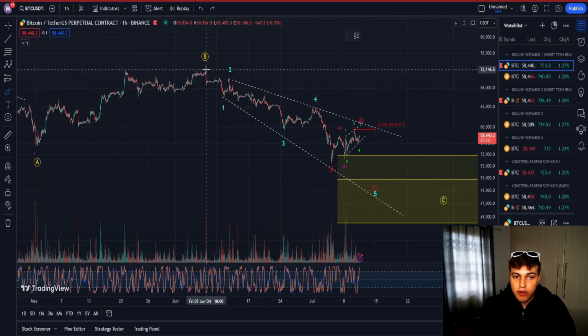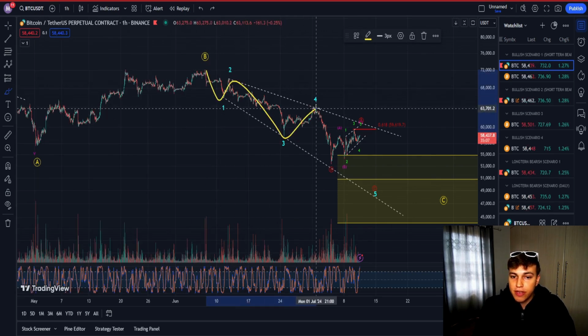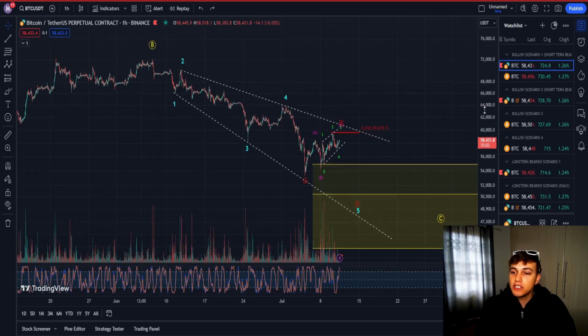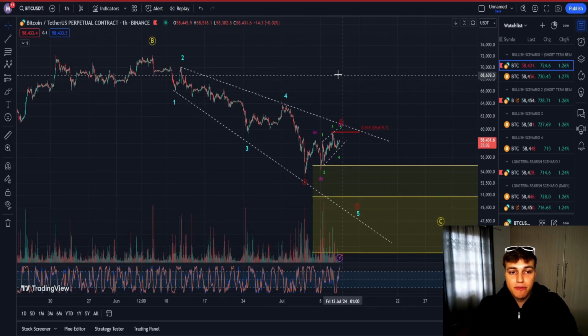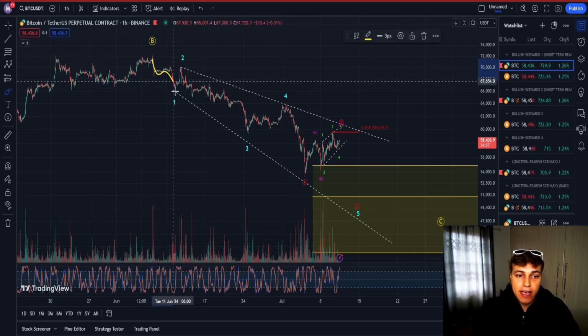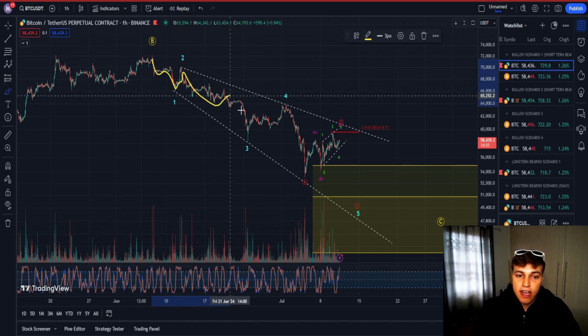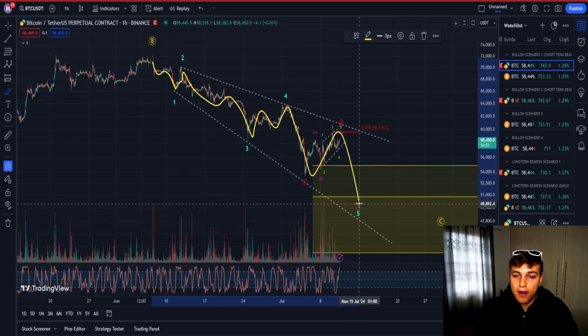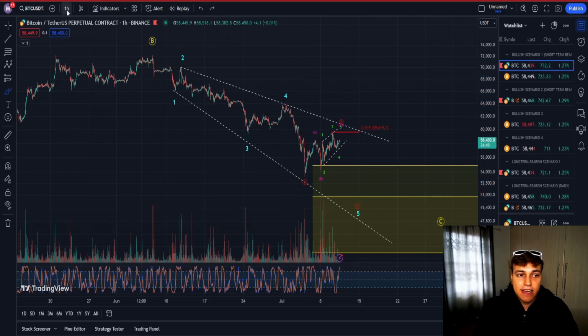move to the downside. A 1, 2, 3, 4, 5. This is indeed in a diagonal, which means that every move to the downside is a 3 wave move. ABC, ABC, ABC in 3, ABC in 4, and now waiting on that ABC in 5.